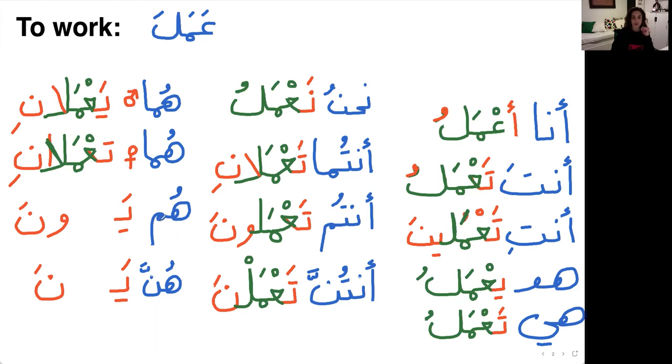هم, which is they, male or male-female mixed. هم يعملون. Finally, we have هن, which is they, women, purely women, as of three. هن يعملن. Repeat. هن يعملن. So that was the verb to work, عمل.